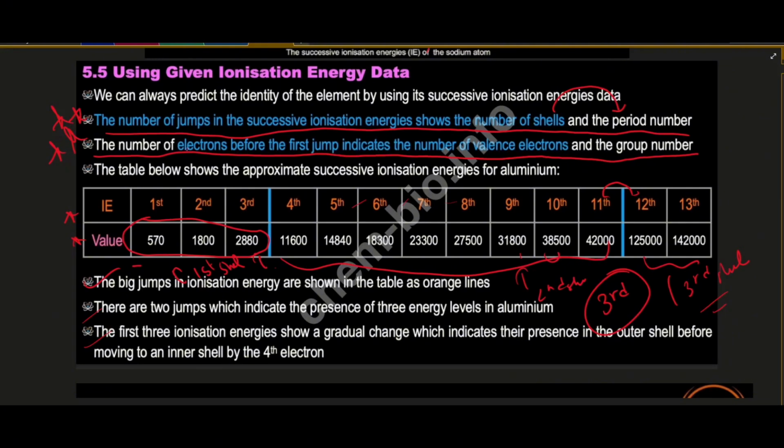Now, another thing is that the number of electrons before the first jump indicates the number of valence electrons and the group number. So the first shell here is the outermost shell, to be honest. Since there are three electrons in the outermost shell, and we know that the number of outermost electrons represents the group number, this indicates that this particular element is in group 3. So like this, by analyzing the ionization energies, we can confirm the period number and the group number in which this element is present.